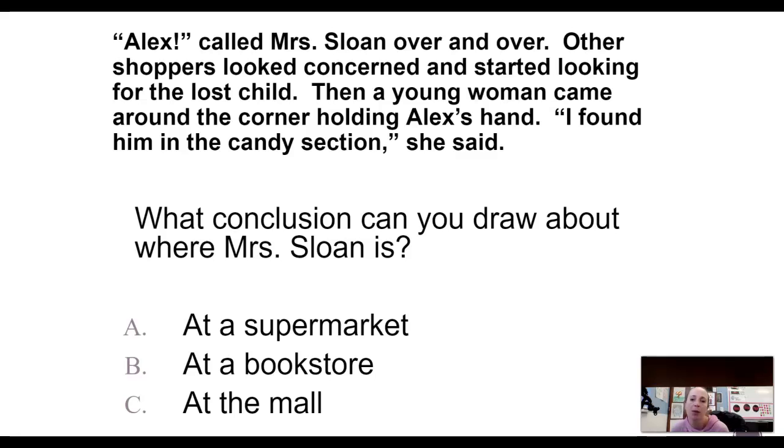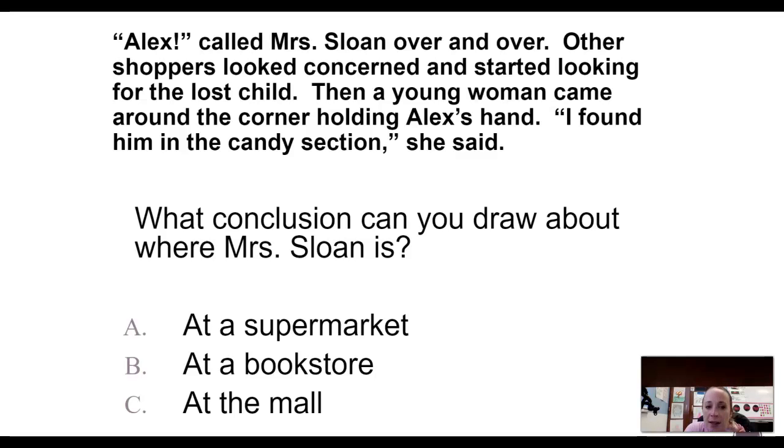So what kind of clues would help you determine where she is at? Well, let's look. We have shoppers. Where would you find shoppers? Well, that's not super helpful. All those things, a supermarket, a bookstore, and a mall, they all have shoppers. So that isn't super helpful, but I see in there that "I found him in the candy section." I think that's a huge clue. Where would you find someone in a candy section? Would that be A, B, or C? Write your answer down on the piece of paper.